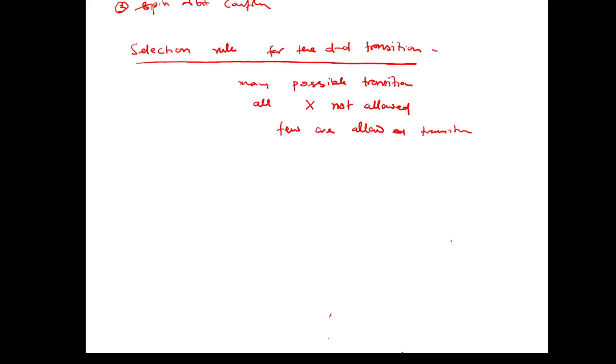So first thing is that there are many theoretically possible transitions. It is not necessary that all transitions are observed. Some of them are observed, called allowed transitions. Some of them are not allowed, called forbidden transitions. And some of the forbidden transitions are also observed due to relaxation and deviation in the selection rule. They are weak and far less intense. So I will just write those statements.